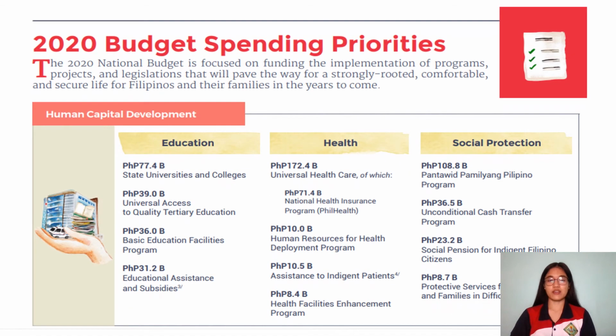On the next three slides, you will see the 2020 budget spending priorities. We have here the human capital development, which includes education, health, and social protection. In here, you can see the 4Ps or Pantawid Pamilyang Pilipino Program. So unconditional cash transfer, and in health, we have the universal health care. And education, there is the universal access to quality tertiary education, basic education facilities program, and educational assistance and subsidies.